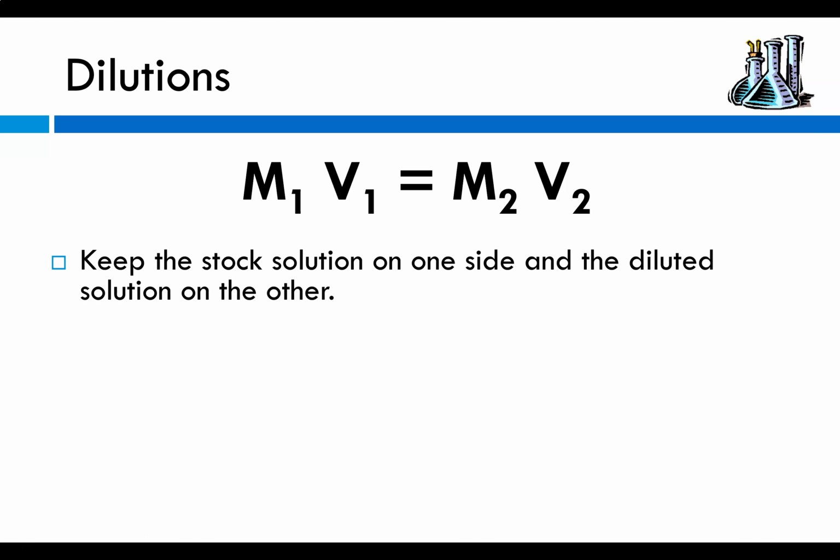So when you're using this formula, it's important that you keep the stock solution, your concentrated solution, on one side and the diluted solution on the other. You might find it helpful, especially while you're just starting to learn how to use this formula, to literally write the words stock and dilution over M1V1 and M2V2 respectively. As I said before, be consistent with units. M should be molarity on both sides, and the volumes can be any volume unit you want. You just have to work in the same one. Don't mix and match volume units.